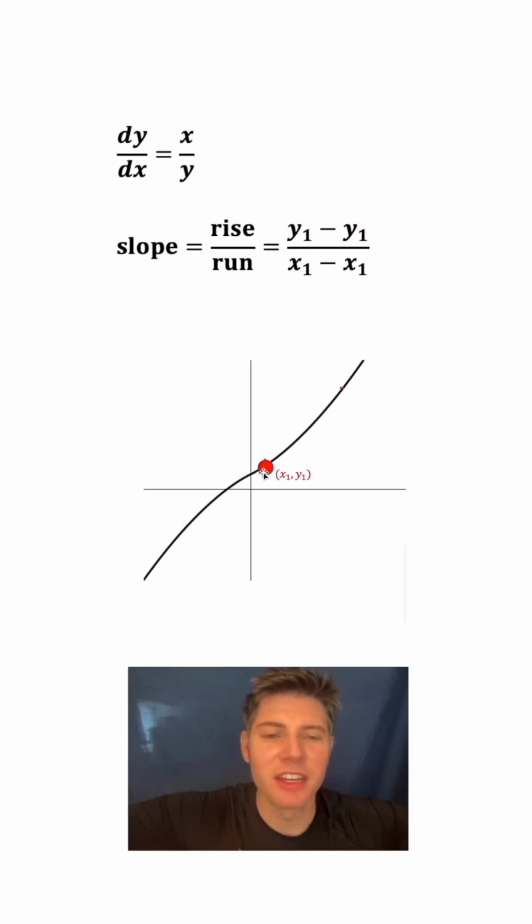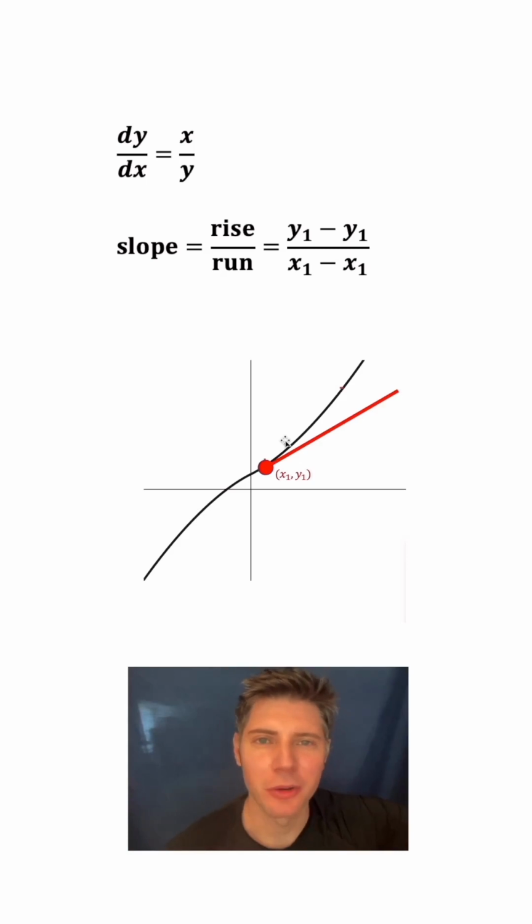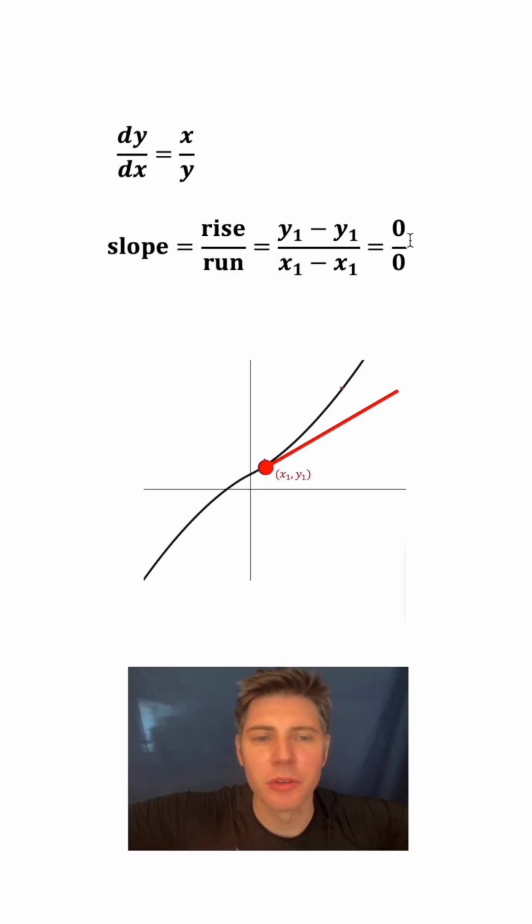So what is the instantaneous slope? Imagine you're riding a roller coaster with a headlight on it. This is the direction the headlight would go. Now for this, if we subtract y1 minus y1 and x1 minus x1, we get 0 over 0. But we can tell right now this slope is not 0 over 0.